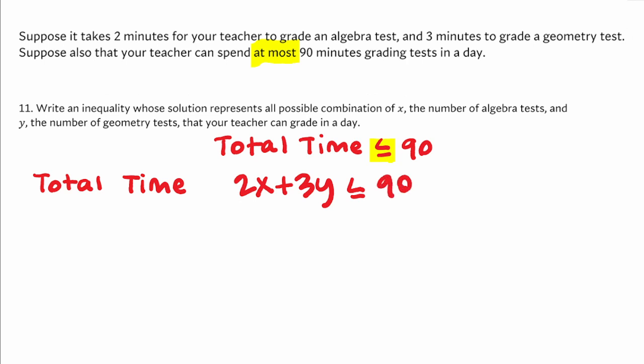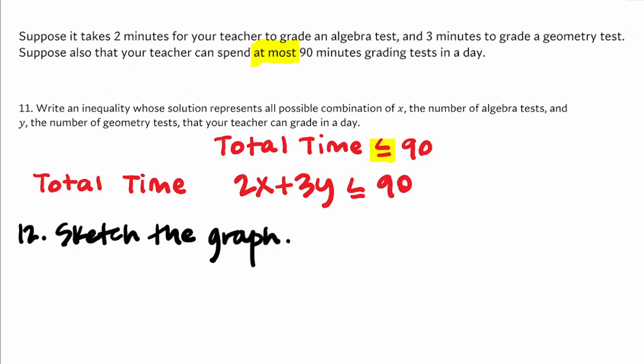Number 12 is going to tell you to sketch the graph. And we can do that. I know that if I was to solve this for y, I'd subtract 2x, I'd divide by positive 3, so I'd never reverse the direction of the inequality. So I know it's going to be y is less than or equal to. And I also know that we're not interested in grading negative numbers of algebra or geometry tests, so I'm only going to graph the first quadrant.